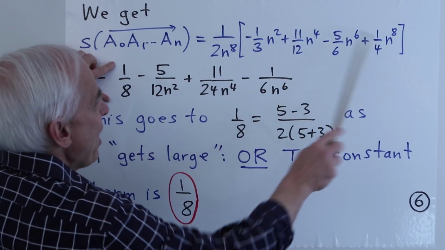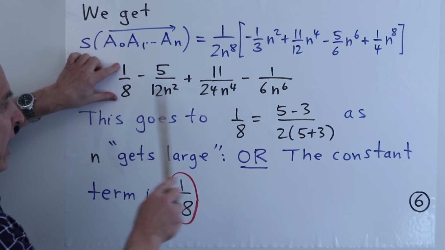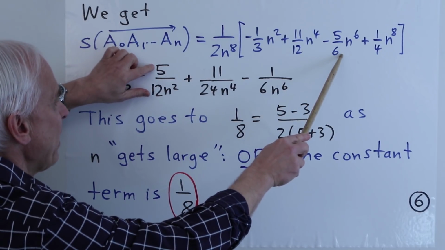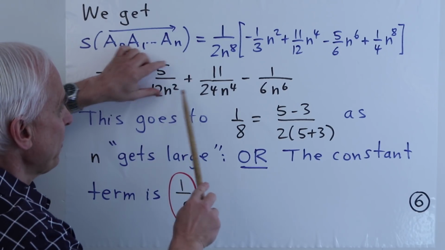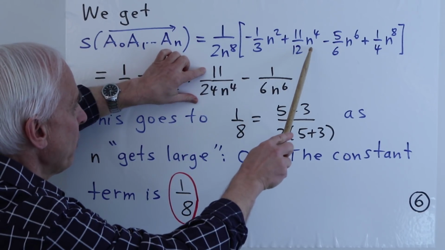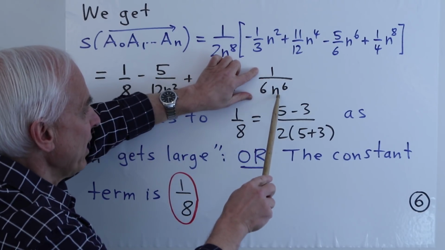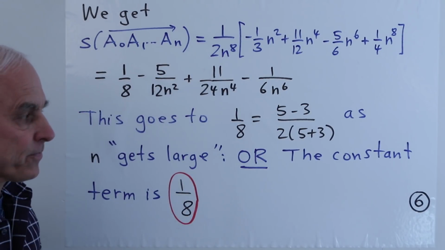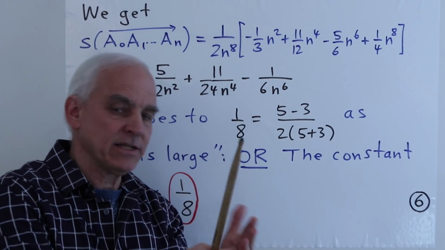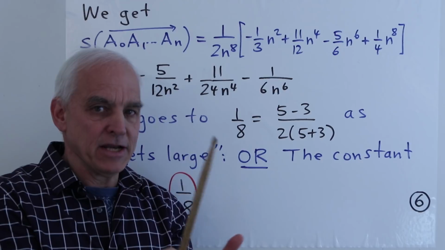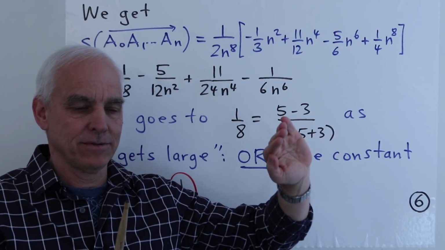So when we divide by n to the 8, this thing here will give us 1 over 8. And then this one here will give us minus 5 over 12 with an n squared in the denominator. Over here 11 over 24 with an n to the fourth in the denominator, and minus 1/6 with an n to the sixth in the denominator. And now we can ask, okay, this is an exact expression for the signed area of that spline that depends on n. So it's exact.